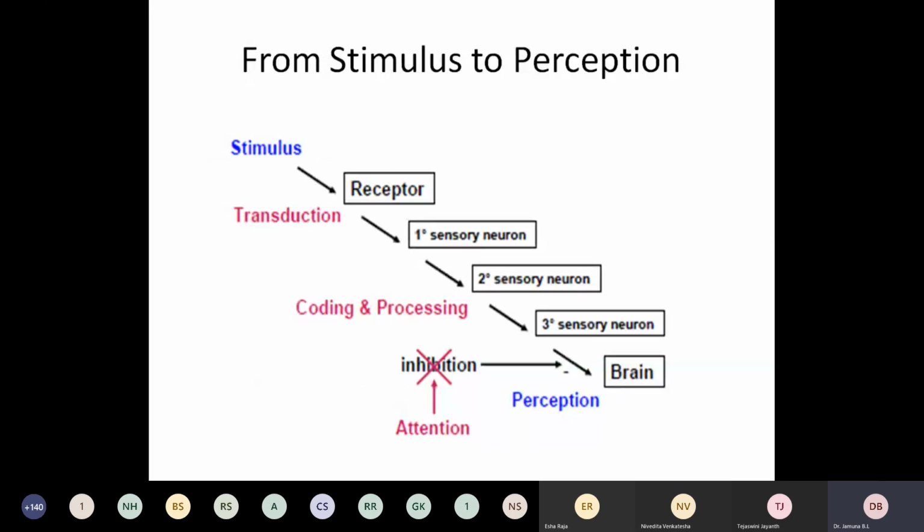From stimulus to perception, the sensory pathway begins with the stimulus, which acts on a sensory receptor. The receptor converts the stimulus into a neural signal. Stimulus, receptor, transduction, first sensory neuron, second sensory neuron, third sensory neuron, and brain. These neural signals are carried by sensory neurons.